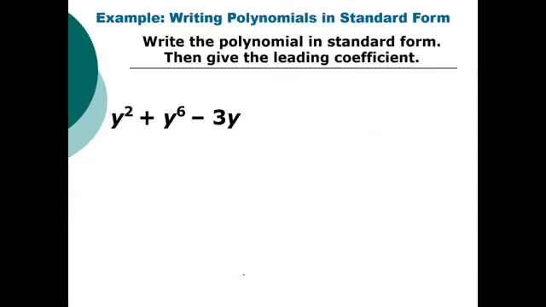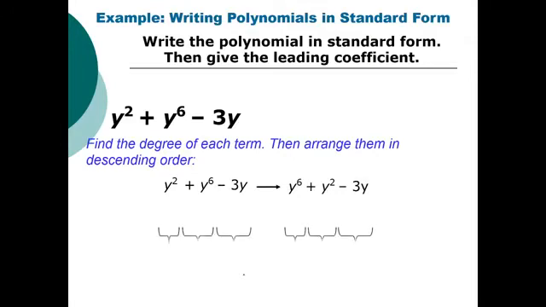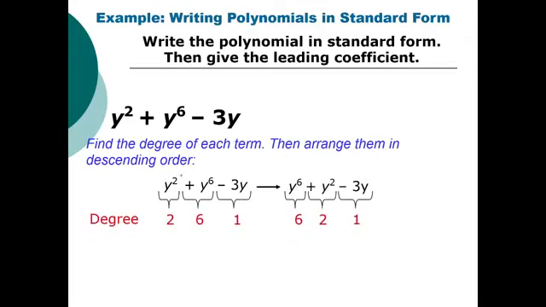Let's go to example number 2. Writing polynomials in standard form again. So let's determine the degree of each term. So there you have it. The degree, the first term is 2. The second term is 6. And the third term is 1. So the highest degree is 6.